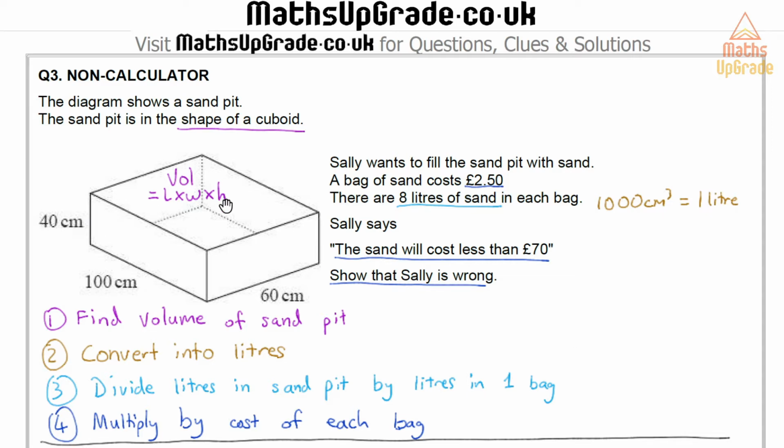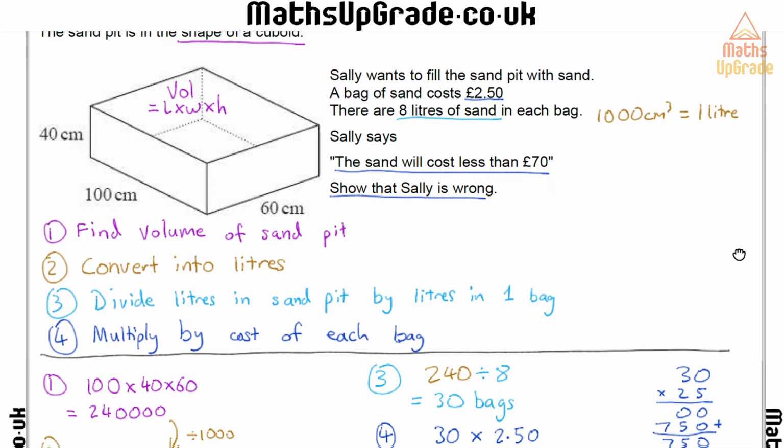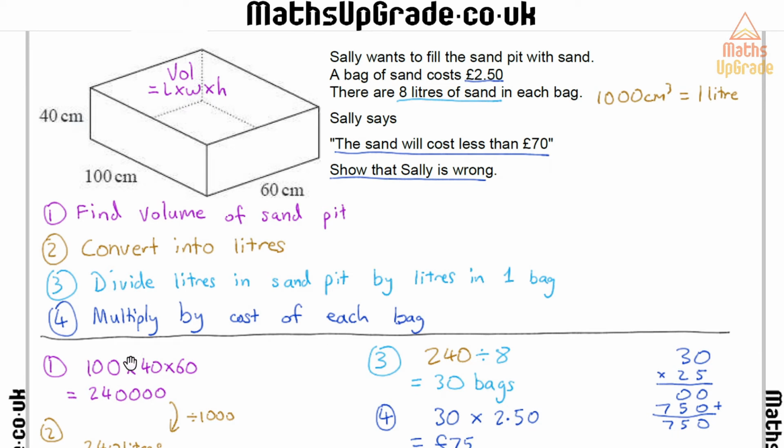So let's first of all use this formula here to find the volume of the sand pit. 100 times 40 times 60, well, I can do 40 times 60 first, which is 2,400, and then 2,400 times 100 would give me 240,000. This is all without a calculator, remember.